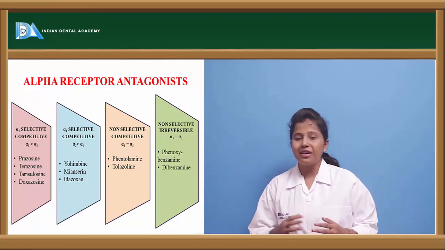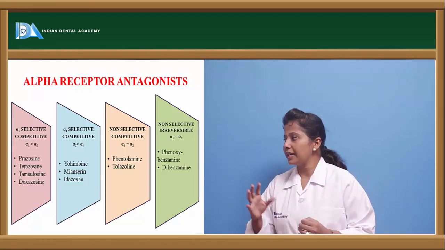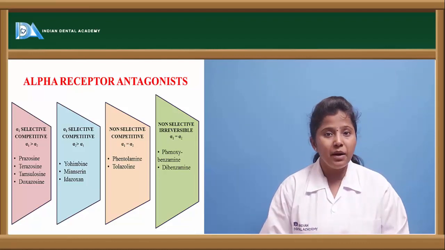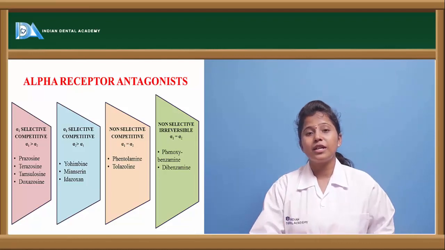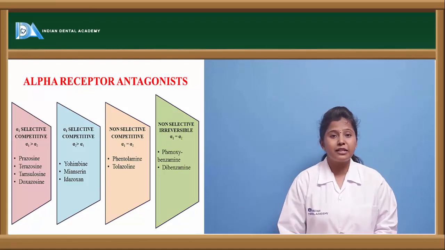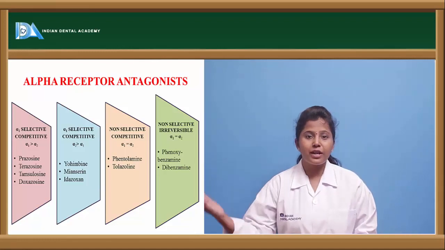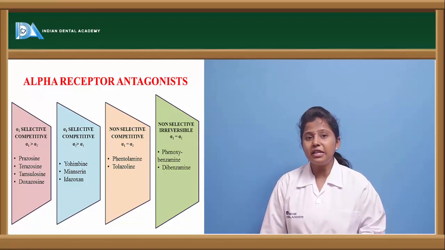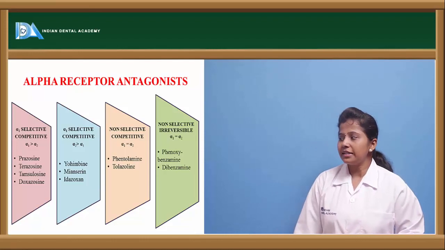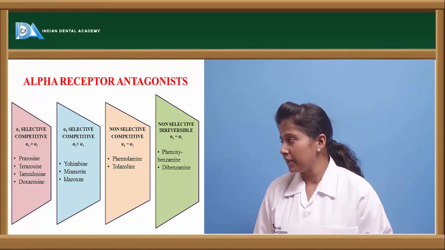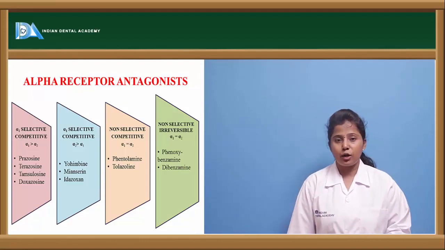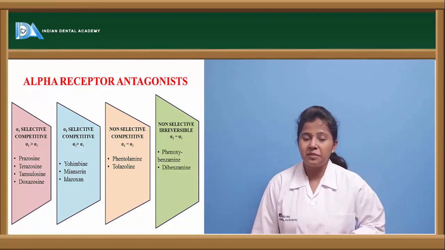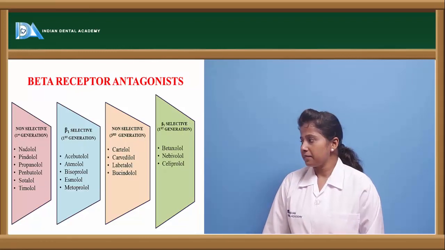But when coming to irreversible, here the non-selective, or else we can say the affinity towards the receptor, is the same, but the action which is shown by this drug is not reversible. Whereas for the other category of drugs, the action can be reversible. So the affinity towards the receptor is the same. Let us see the non-selective competitive drugs. It includes phentolamine and tolazoline, whereas non-selective irreversible drugs include phenoxybenzamine and dibenamine.